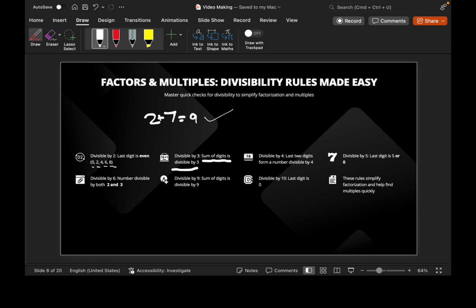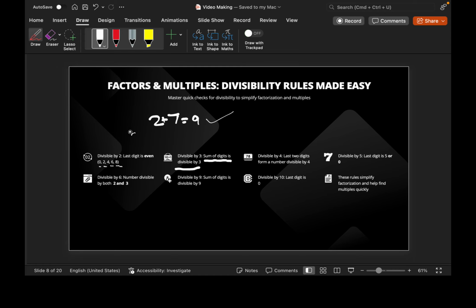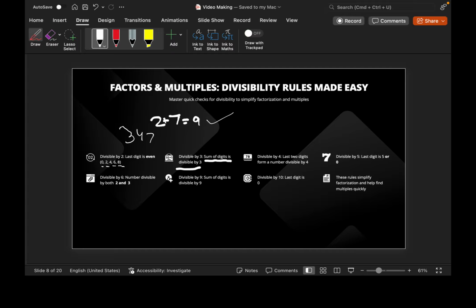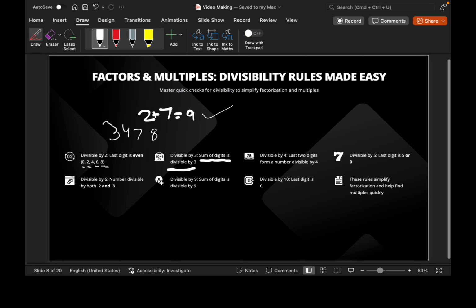Let's take another example, a 4-digit number: 3, 4, 7, 8. We'll add all these up, which means 7, 14 and 22. Now if you're not really sure if 22 is divisible by 3, you can add these digits up as well and get 4. 4 you know is not divisible by 3, so you get your answer. That's how you do it, and that is the divisibility rule for 3.